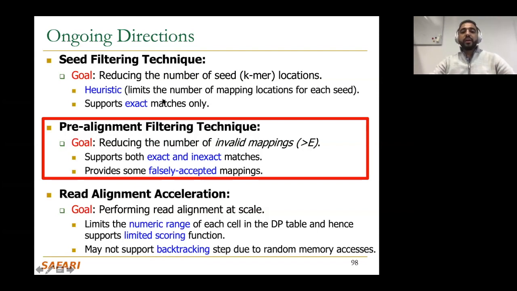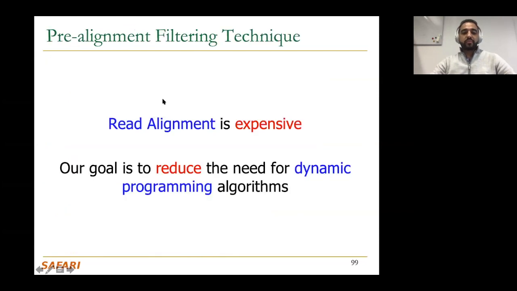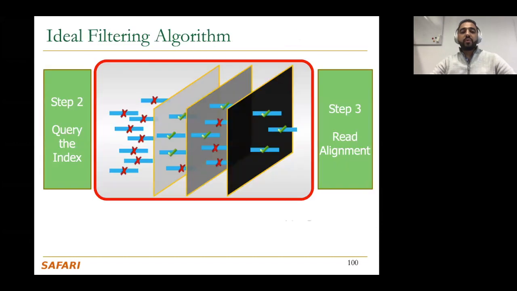Okay, good. So now we will go to pre-alignment filtering. I hope by now we know that read alignment is computationally expensive, and our goal is to reduce the need for dynamic programming algorithms. How can we reduce that? We will use what we call pre-alignment filtering.